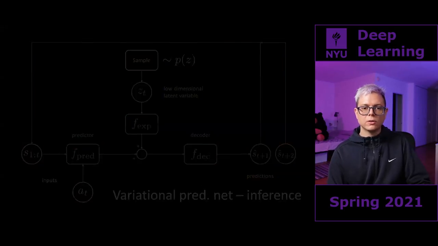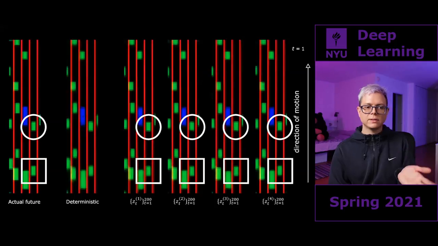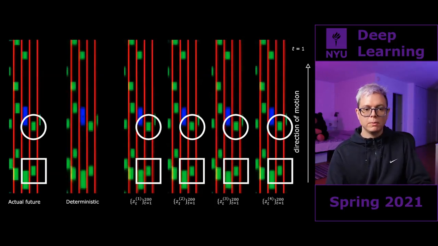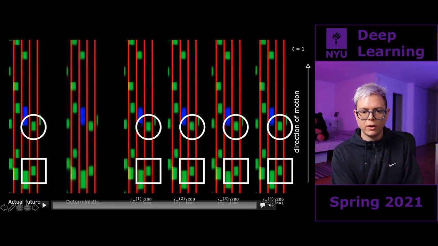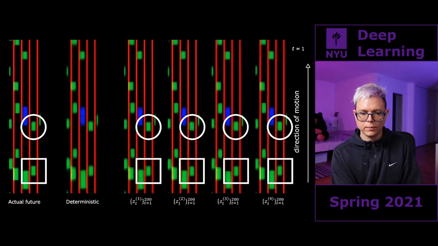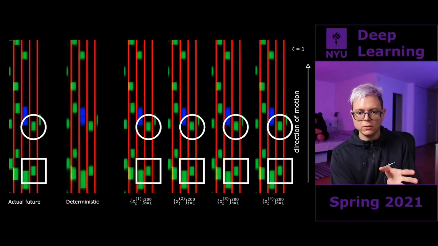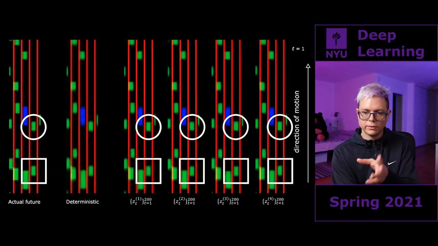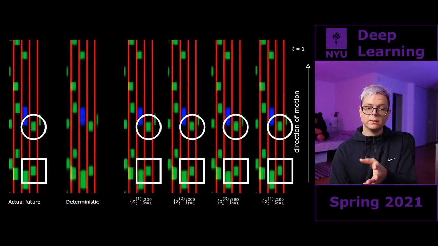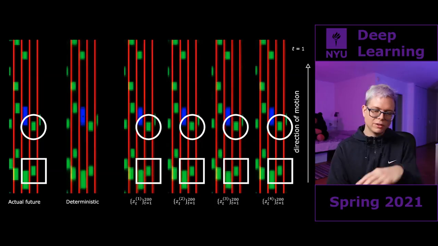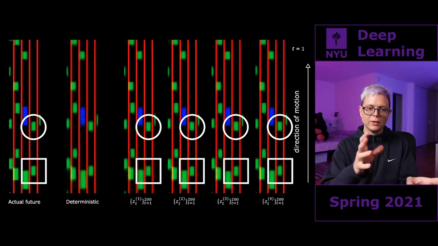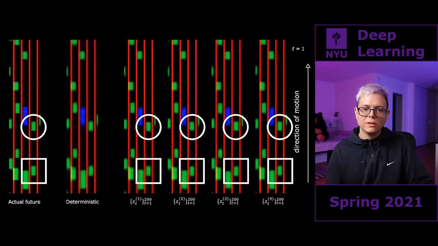Okay, so let's look at how this works. On the left-hand side, you see the actual future. The second column is the deterministic future. And then on the other four columns, I'm sampling 200 latents for the first one, 200 latents for the second, and 200 latents each from a normal distribution for the third and fourth. So overall, we have 800 latents.